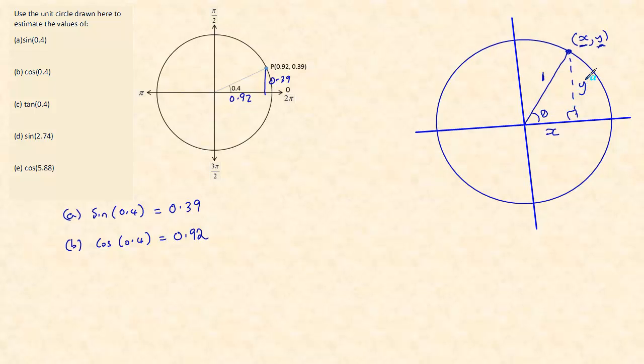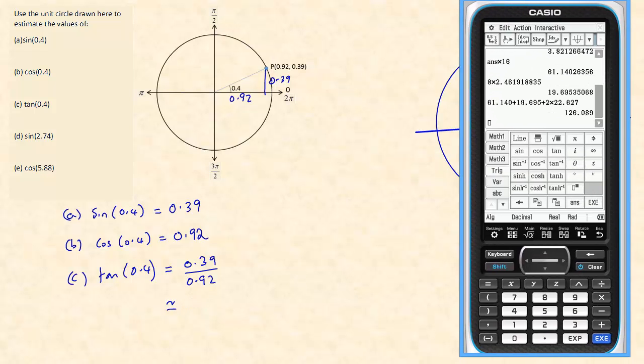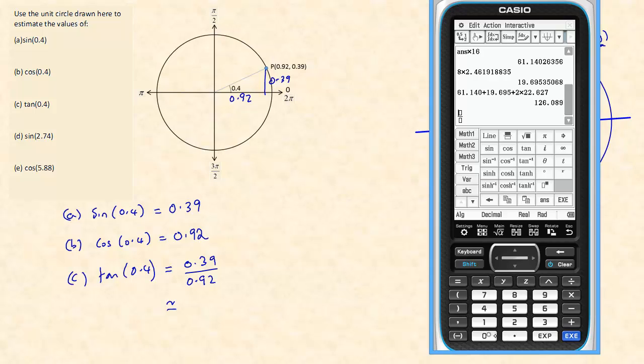Now the tan of the angle is always the opposite over the adjacent. So for tan of 0.4, we get y over x, which in this case is 0.39 over 0.92. So let's work that one out. So 0.39 over 0.92, so about 0.42.